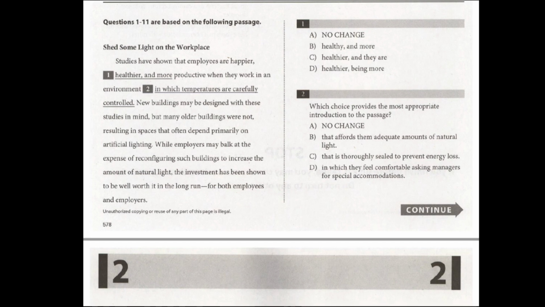Let's move on now to question number 2, which is about the second underlined portion of the first sentence. The second underlined portion of the first sentence reads, in which temperatures are carefully controlled. The question asks which choice provides the most appropriate introduction to the passage.